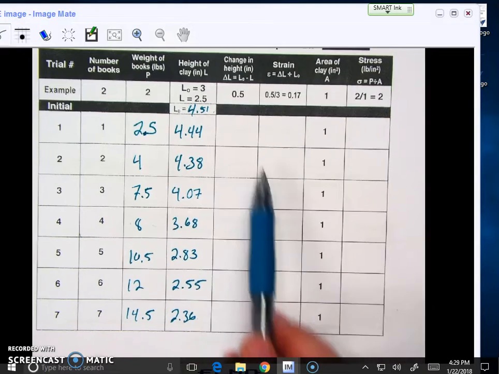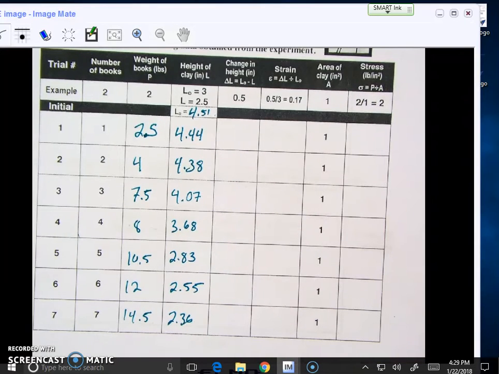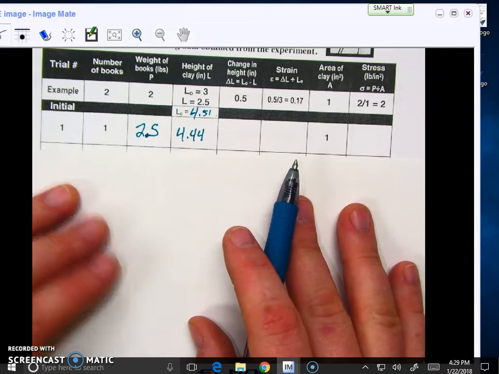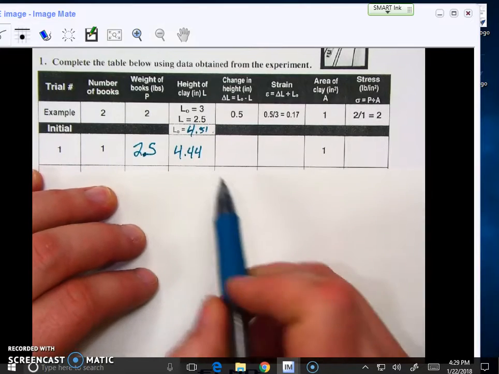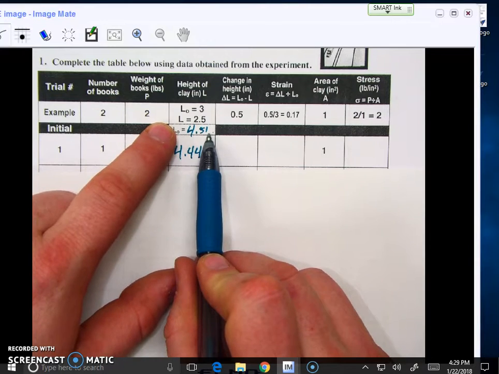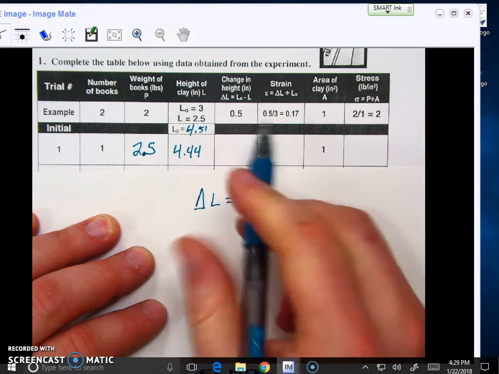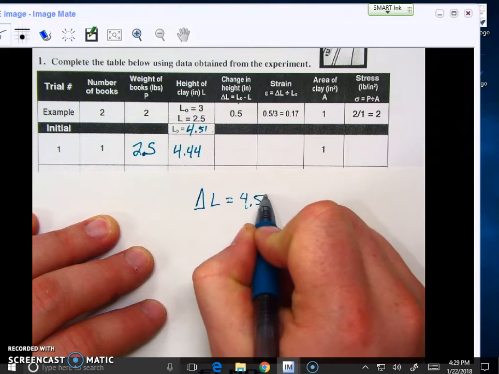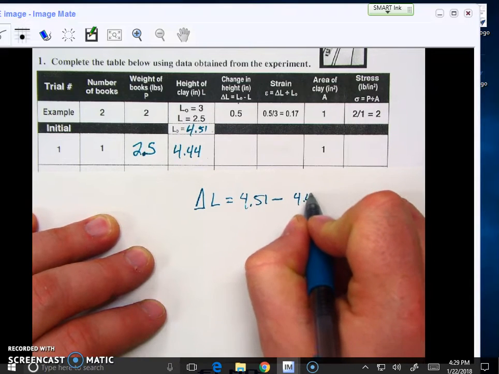So to fill in the rest of these values in these charts, we need to calculate some different things that are labeled up here. The equations are given to you. Let me just explain these for those of you who are still having trouble with some of these variables and values. The change of height is going to be referring to the height for my trial compared to my initial height. And so for this first example, the change in height, this delta L, is going to be my starting height, which is 4.51, minus my current height, which is 4.44.